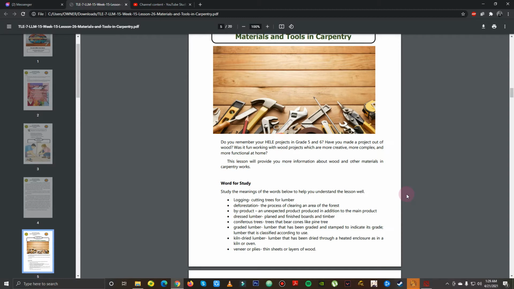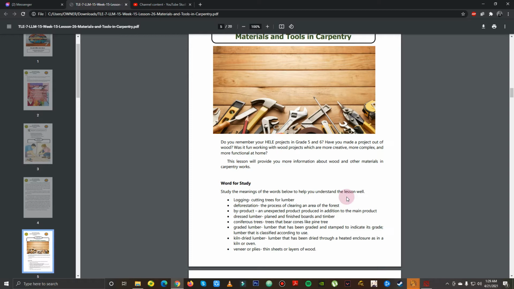Okay, so continue. Logging. Logging is the act of cutting trees for lumber. Okay, logging is an action word. Next is deforestation, the process of clearing an area of the forest. We all know what deforestation means. It means cutting of trees or clearing an area of the forest.